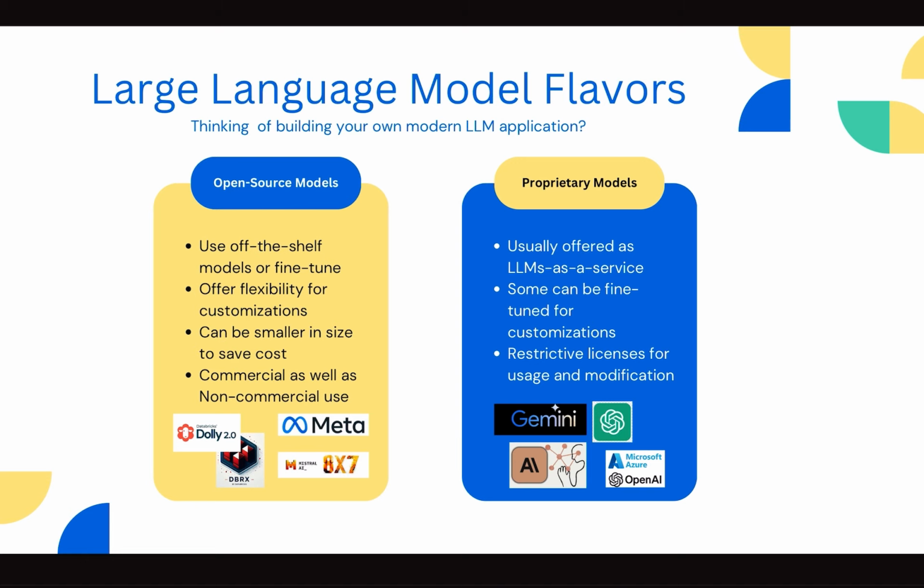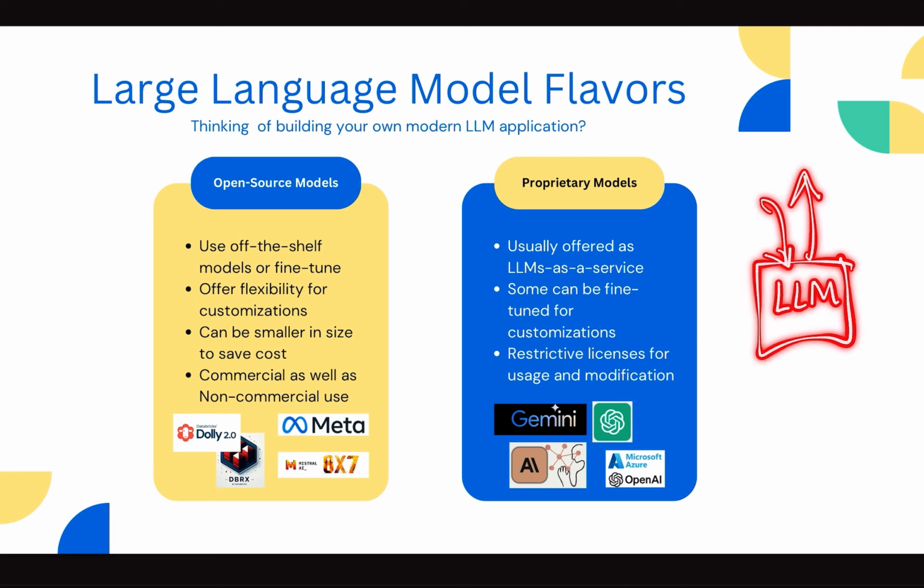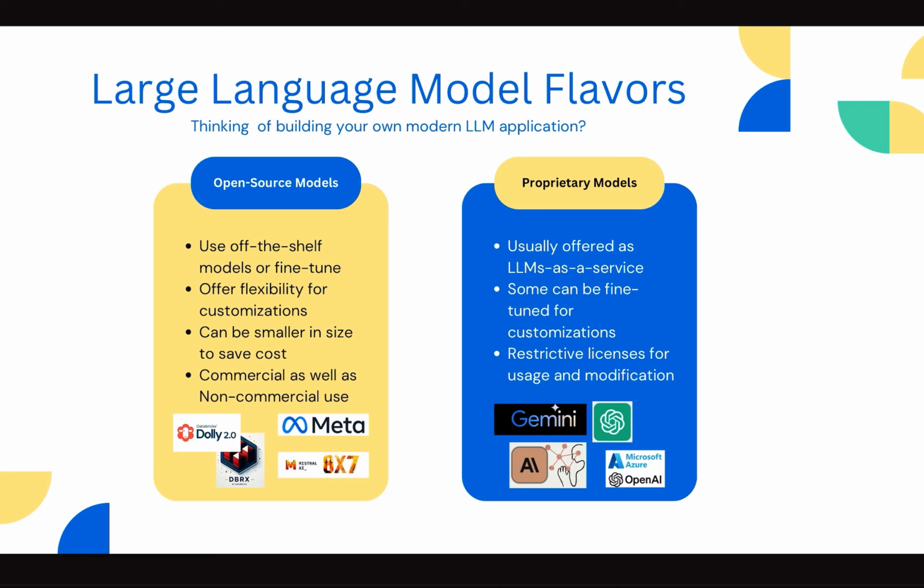There are some proprietary models usually offered as LLM as a service. That means these LLMs are deployed on a server, for example hosted on an OpenAI server, and you are able to make an API call and get inference from it, right? So this is how simply it works. You don't need to worry about deploying your own server and all those things. Some can be fine-tuned for customization, some are not available for fine-tuning. They have restrictive licenses for usage and modification, so they are mostly restrictive.